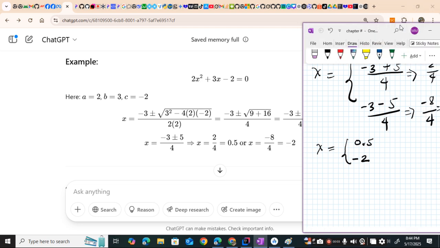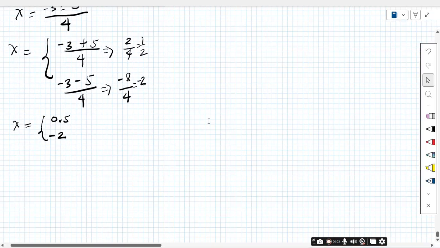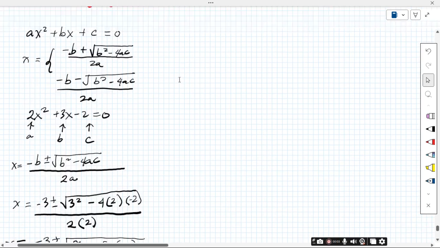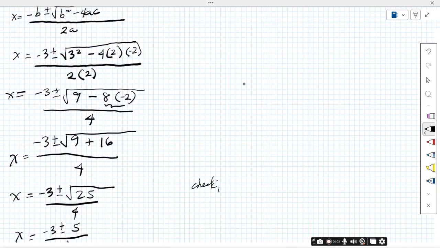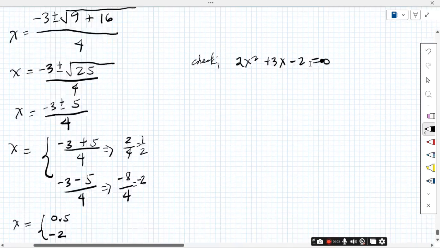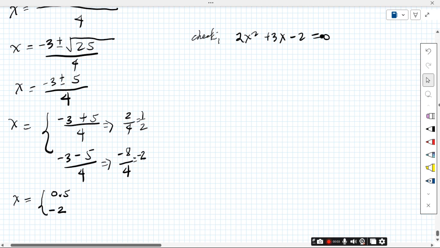Perhaps let's check it further, so we could also practice our algebra. I'll provide a check this time. Again, the equation is 2x squared plus 3x minus 2 equals 0. Did we copy that correctly? 2x squared plus 3x minus 2 equals 0. That's correct. So let's check the first root.